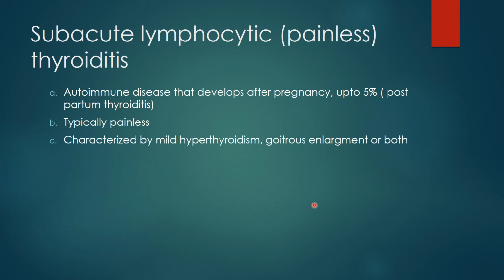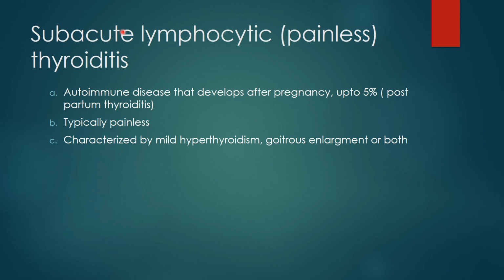The second last condition is the subacute lymphocytic thyroiditis. This is the only type of thyroiditis which is painless. It is also an autoimmune disease that develops after pregnancy, in up to 5% of cases, which is postpartum thyroiditis. It is typically painless and is characterized by mild hyperthyroidism, goitrous enlargement, or both. Either the patient has these two conditions at the same time, or they show only mild hyperthyroidism, or only mild enlargement as a goiter.